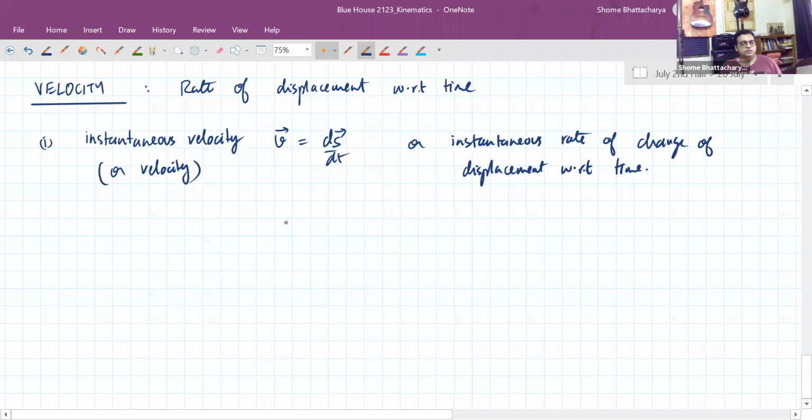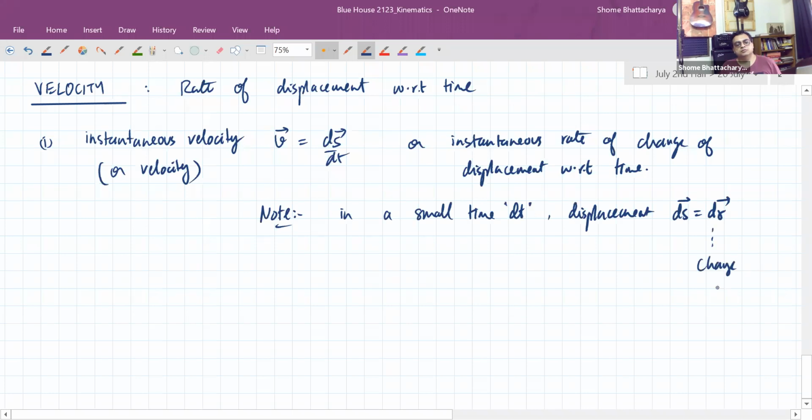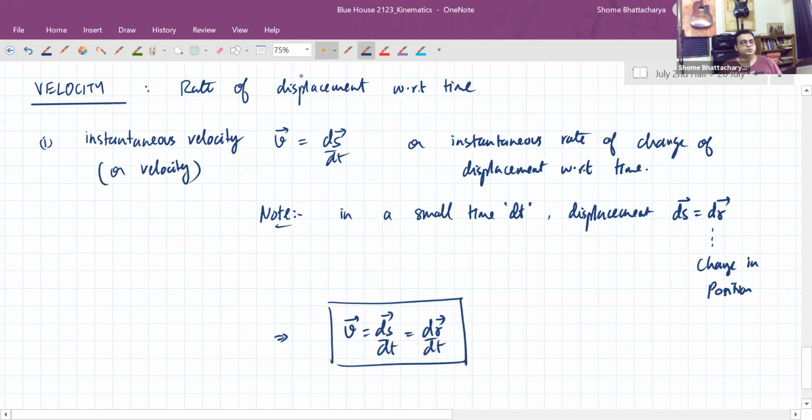Now, one thing important to understand here is that in a small time dt, the displacement ds is equal to the change in position. Therefore, v, which we are writing as ds by dt, is one and the same thing as dr by dt. You'll understand this if you think of it visually.